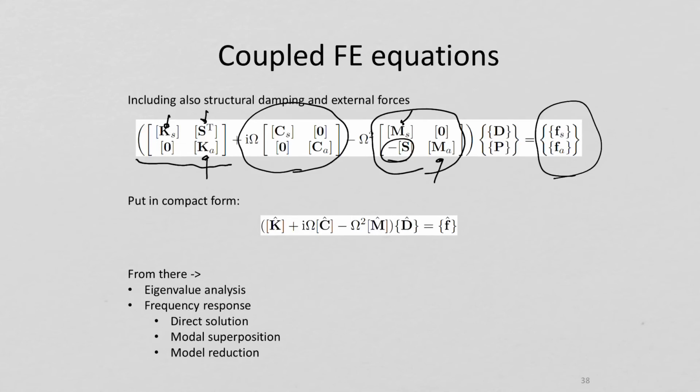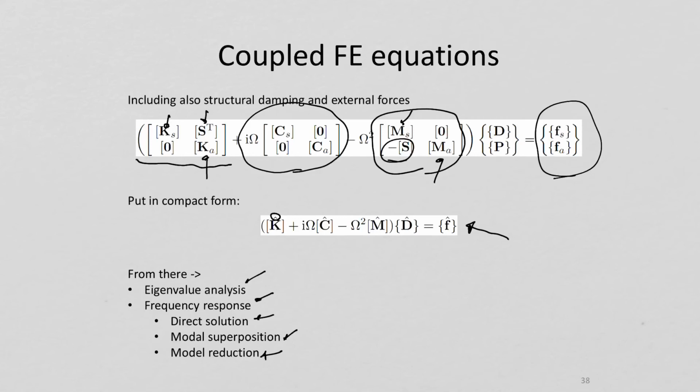We can see that if we just interpret that as our new stiffness, damping, and mass matrices, a new load vector, and introduce this short notation for remembering that it is a combined matrix of both structural and acoustic properties, then it looks completely like a normal structural problem, right? So we can use all the tools that we have developed to analyze this. That means we can do eigenvalue analysis. We can do a frequency response analysis with the direct solution. We can use modal superposition, and we can use modal reduction techniques.